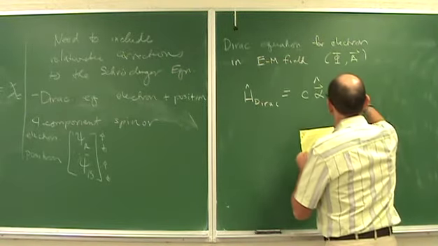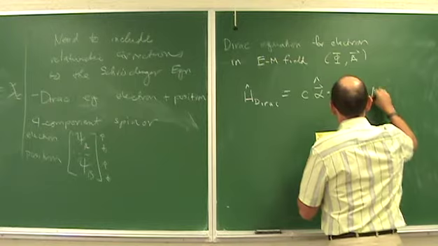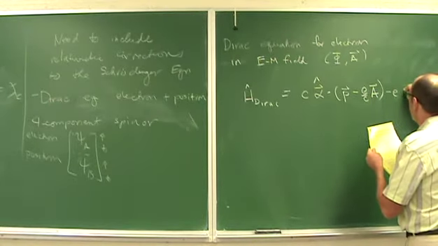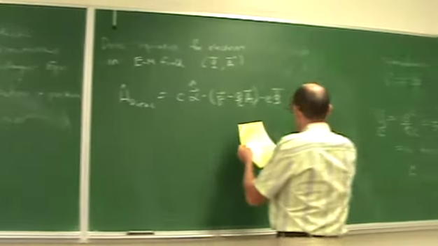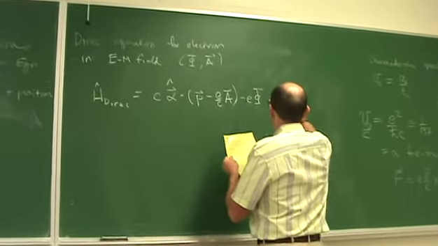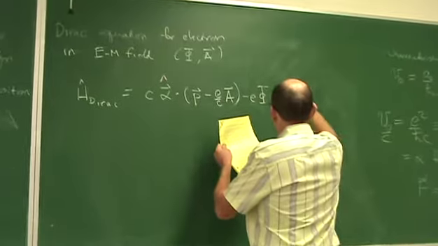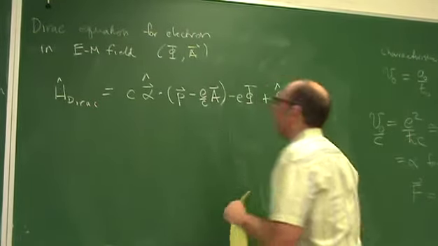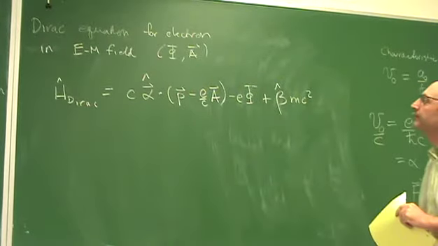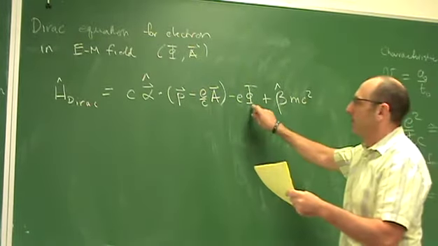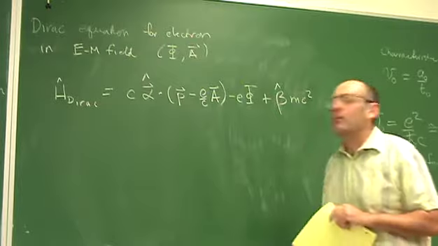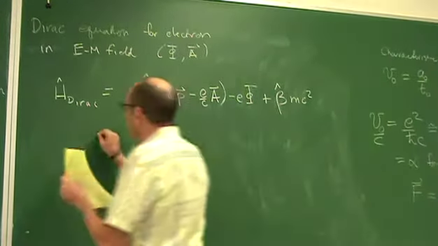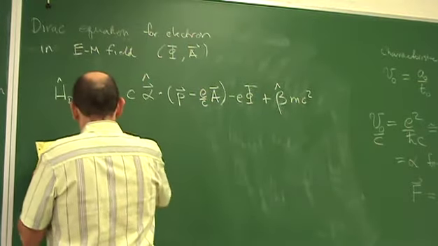Times the momentum dotted into e over c, times the vector potential, minus the charge on the electron times the scalar potential, plus a vector of matrices called beta times the rest mass energy. Okay? And this is times the unit 4x4 matrix, where alpha is the following matrix.